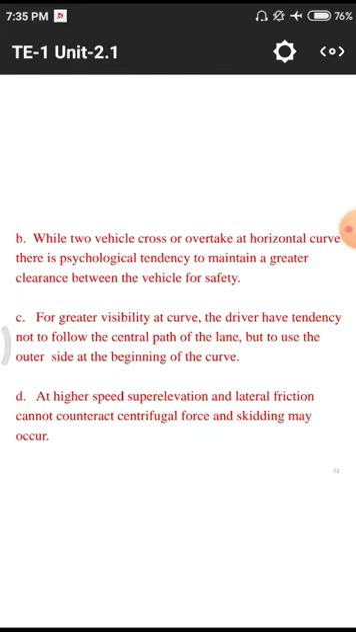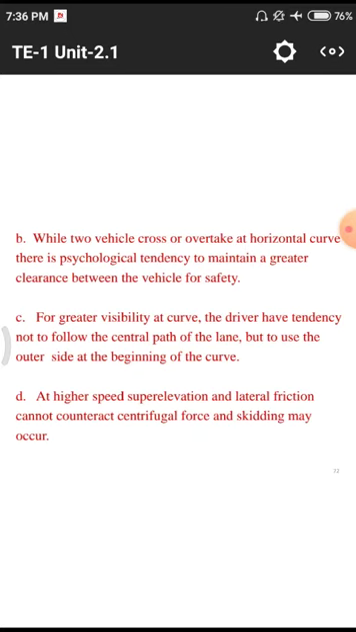At a horizontal curve, the physical tendency is to maintain a greater clearance between vehicles for safety. That means a greater distance. The minimum distance between vehicles is simply 1 meter. In such cases we need to maintain a greater distance, say 1.5 or 2 meters. If we enlarge like this, automatically the width of the pavement increases, and the cost of the project increases. So we need to do proper investigations while designing.